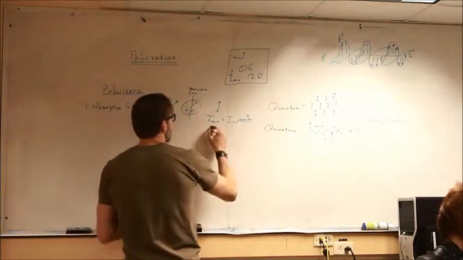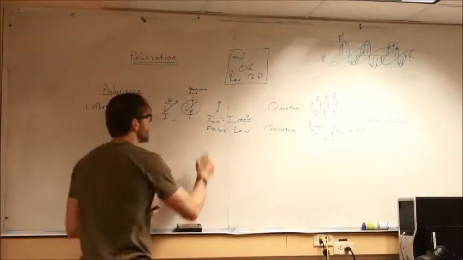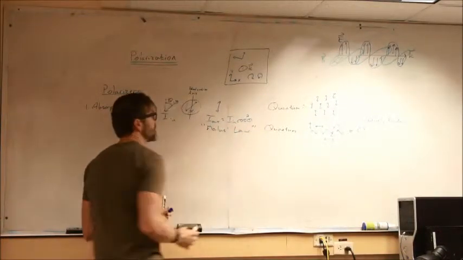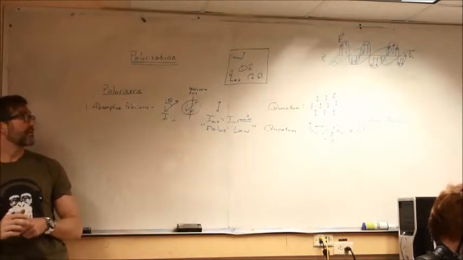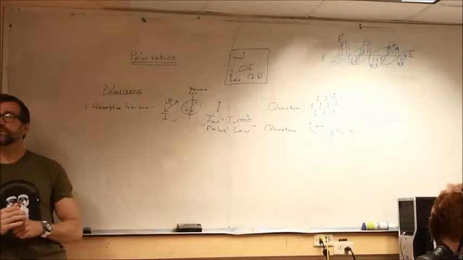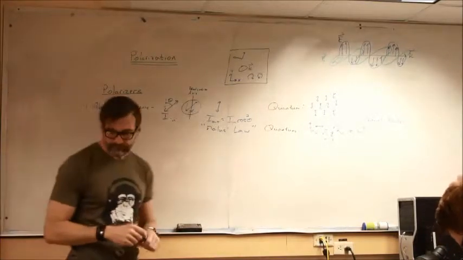This result is called Malus' law, and it tells us how much intensity we can expect for light coming out of a polarizing filter based on the angle that the initial polarized light makes with the polarization axis of the filter.